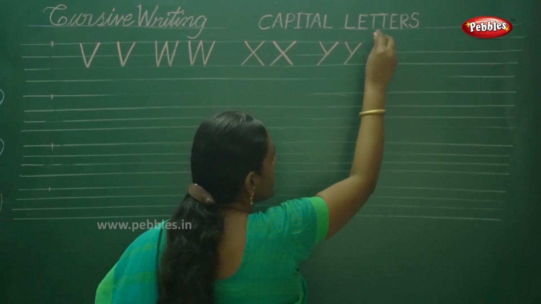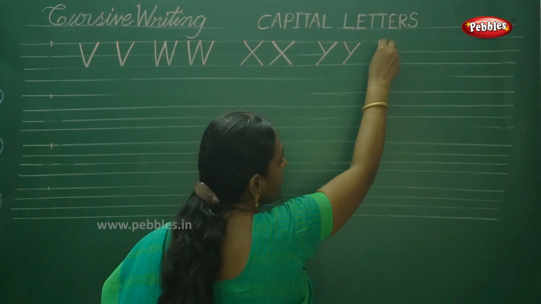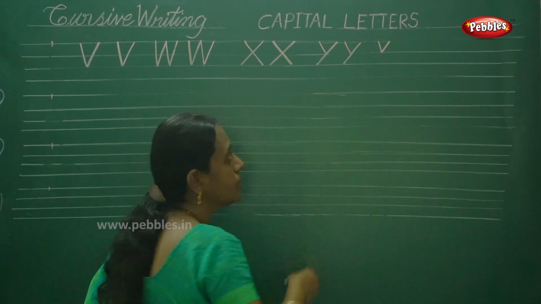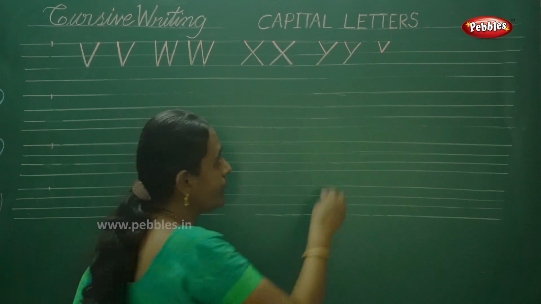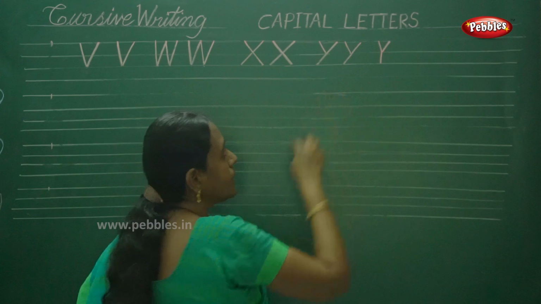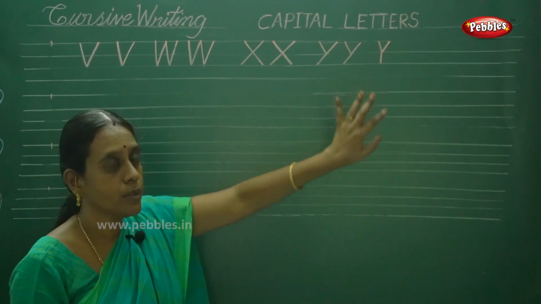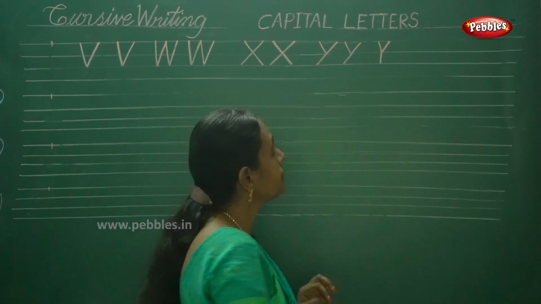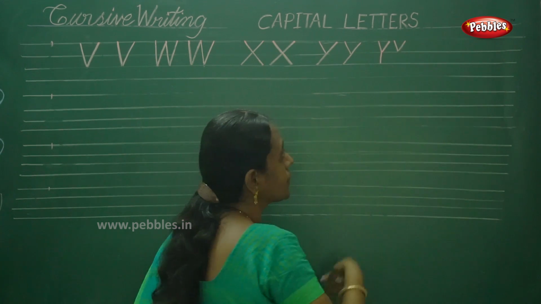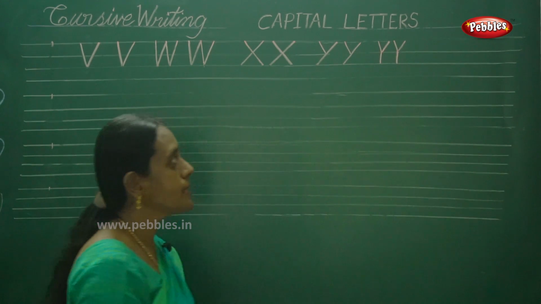Another way, simply you first write V in between the ascender and top line. You have to write this way. Okay children, small v, and this is followed by this straight line from the bottom to the descender. This is another way for Y. So there are two ways of writing capital Y, that is small v followed by a straight line that comes from the bottom to the descender.